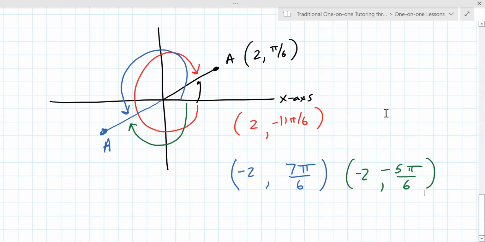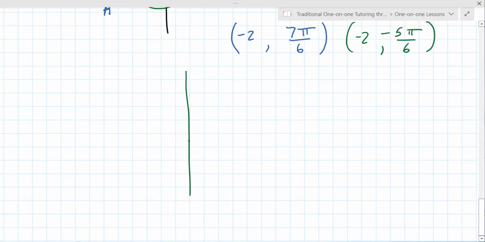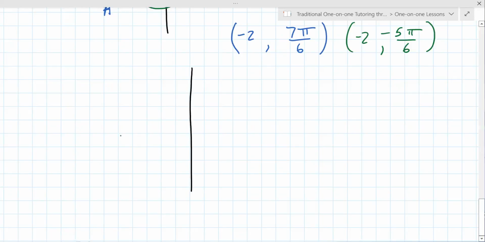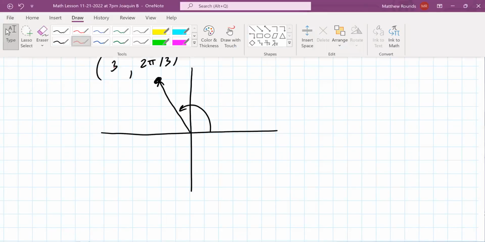Okay, so to really see if this makes sense, we should look at a different angle altogether, somewhere totally different on the unit circle. So let's go 2 pi over 3, and we'll go positive 3. So you want to be able to come up with other ways to get to the same place.